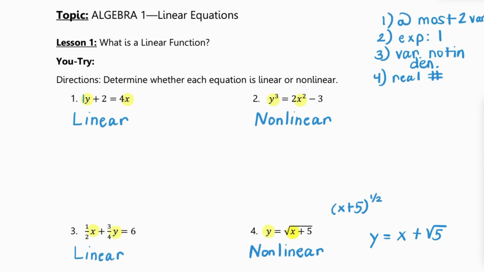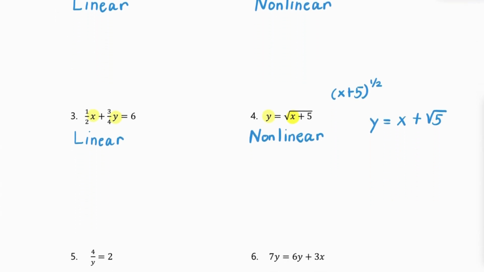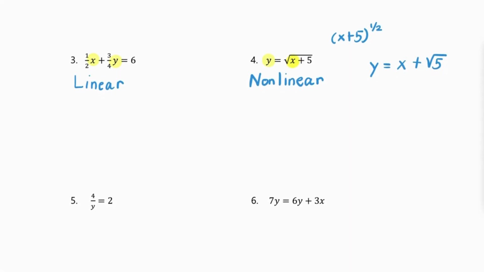Okay, I'm going to scroll down for number 5. 4 over y equals 2, so it's okay to have one variable. However, that variable is in the denominator of that fraction, so that is non-linear. Something's crazy happening there. And last but not least, we have 7y equals 6y plus 3x.